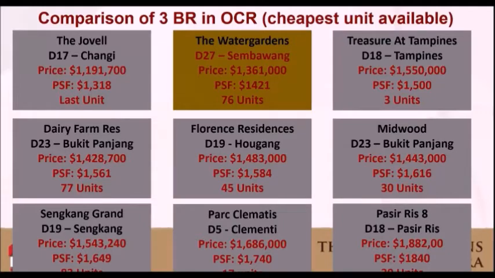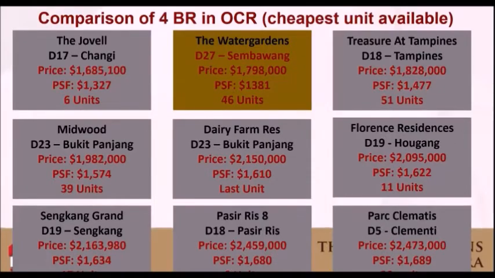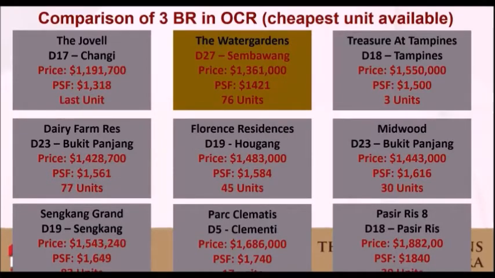Let's take a look at our 4-bedroom. Our 4-bedroom at Watergardens is only at 1,381 PSF. Do remember this magic number because later on I will be using it as a reference for my future slide. Our 4-bedroom price at barely 1.8 million is even lower than some of the 3-bedroom price in the OCR. Isn't that a good buy?